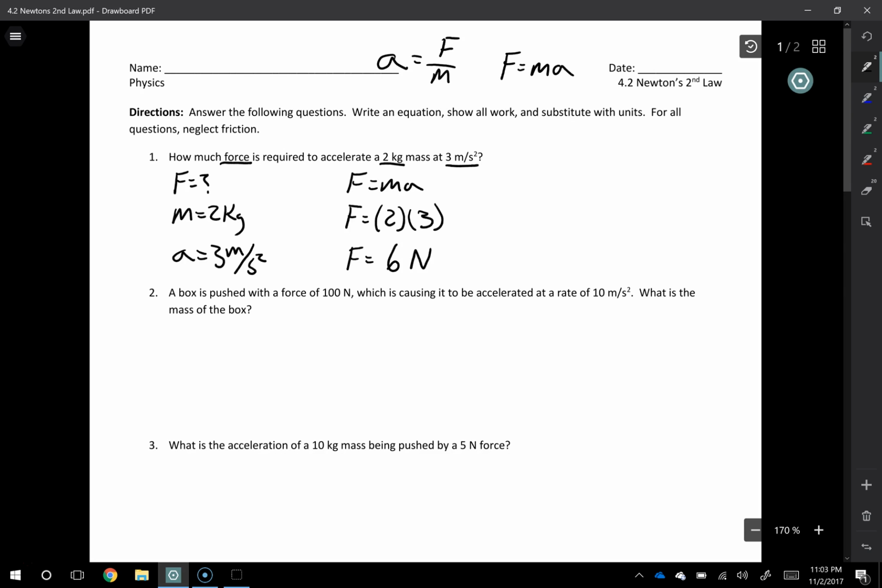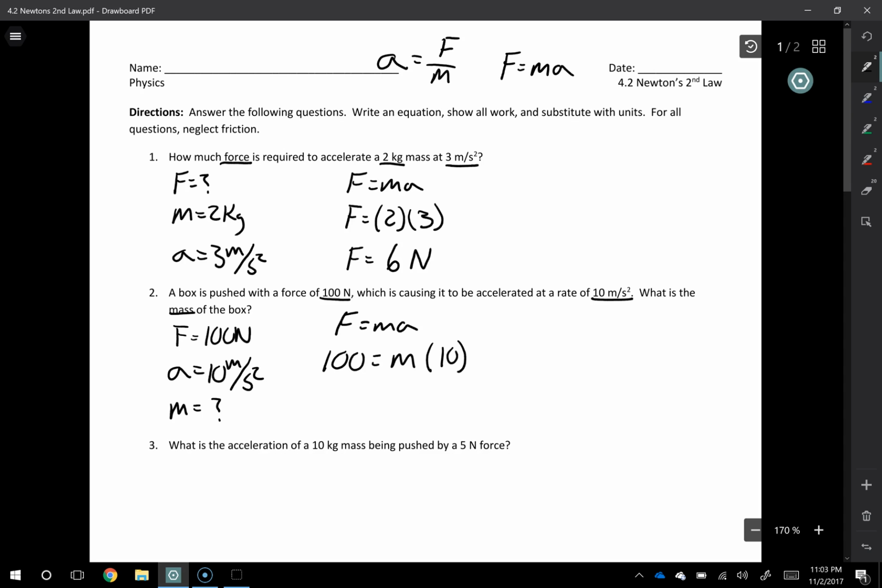Number 2. A box is pushed with a force of 100 newtons. Now they tell you what the force is, and it's causing it to be accelerated at a rate of 10 meters per second squared. What is the mass of the box? Believe it or not, we could calculate what the mass is, because the more massive it is, the less it would accelerate. If it's less massive, it would accelerate more given this 100 newton force. So we could use Newton's second law to calculate the mass. Again, we'll use F is equal to ma. 100 newtons is equal to the mass times 10, and the mass is equal to 10 kilograms.